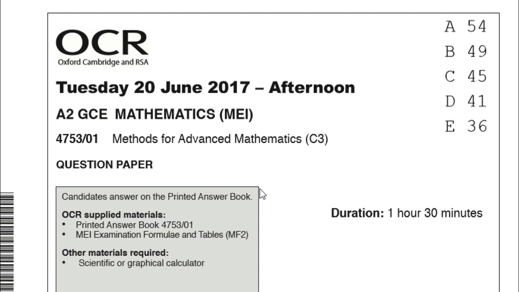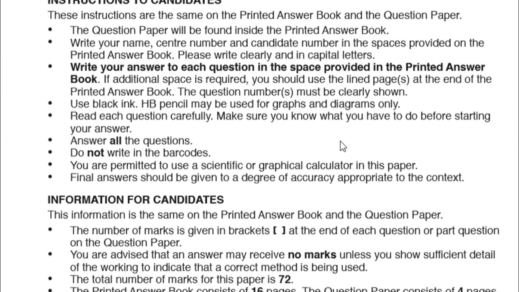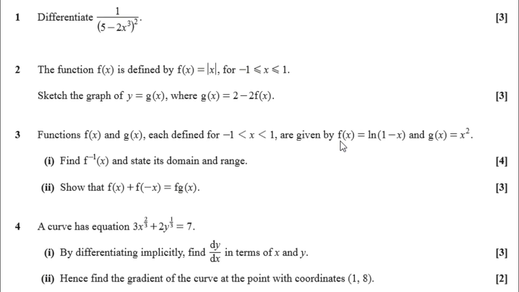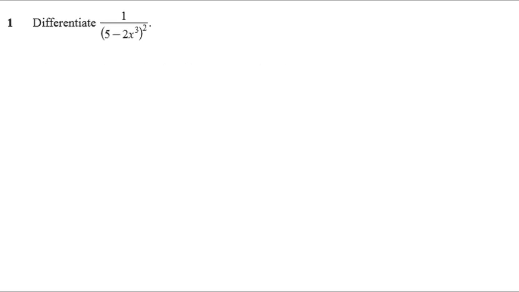Today we're doing Core 3 2017. So let's get started with section A. Question 1 is just simple differentiation: 1 over, in brackets, 5 minus 2x cubed, all squared. So for this question you do want to use the chain rule.